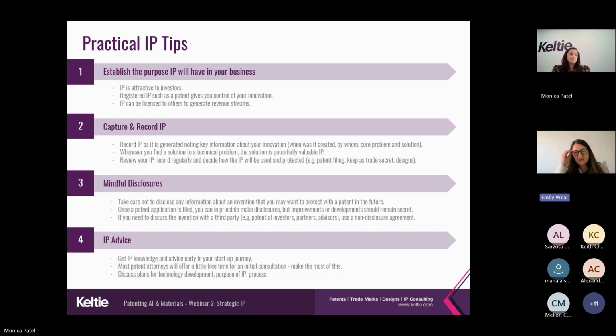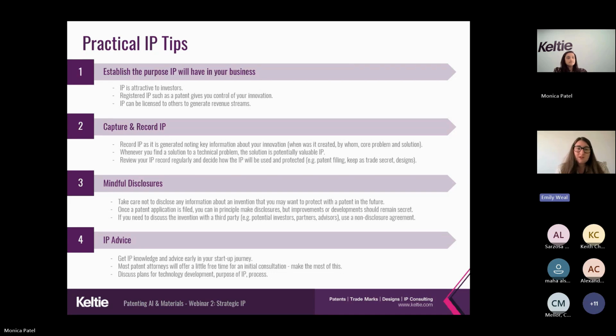There's an awful lot you can do, there's an awful lot you can protect, but it all costs money. And the reality is that a lot of companies or researchers at early stage just aren't in a position to spend money on things. So these are a few tips and things you can keep in mind and do without necessarily having to put a lot of investment in, or how to make the most of some of the opportunities that are out there. So the first thing would be have a clear idea of the purpose IP is going to have in your business.